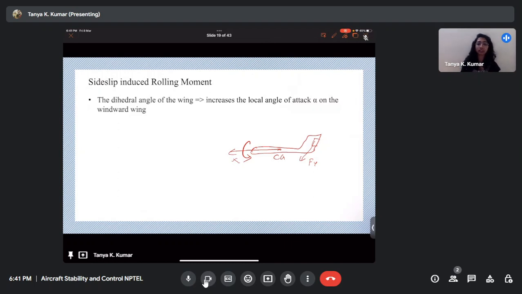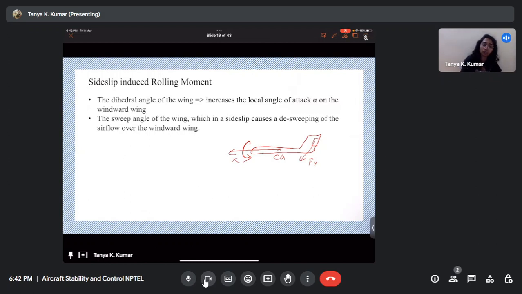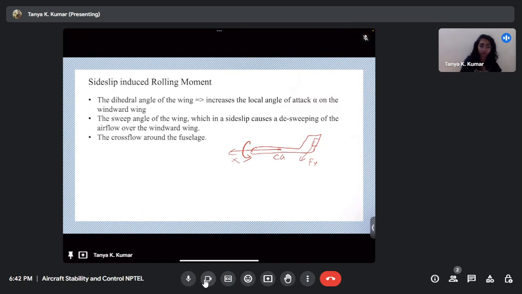So there is a rolling moment because the lift on one wing is different from the lift on the other wing. Another reason is the sweep angle of the wing. Similarly, because of the sweep angle, the normal component on the windward and the leeward wing would be different, and hence the lift produced would be different, and hence it will introduce a rolling moment. Then cross flow around the fuselage.